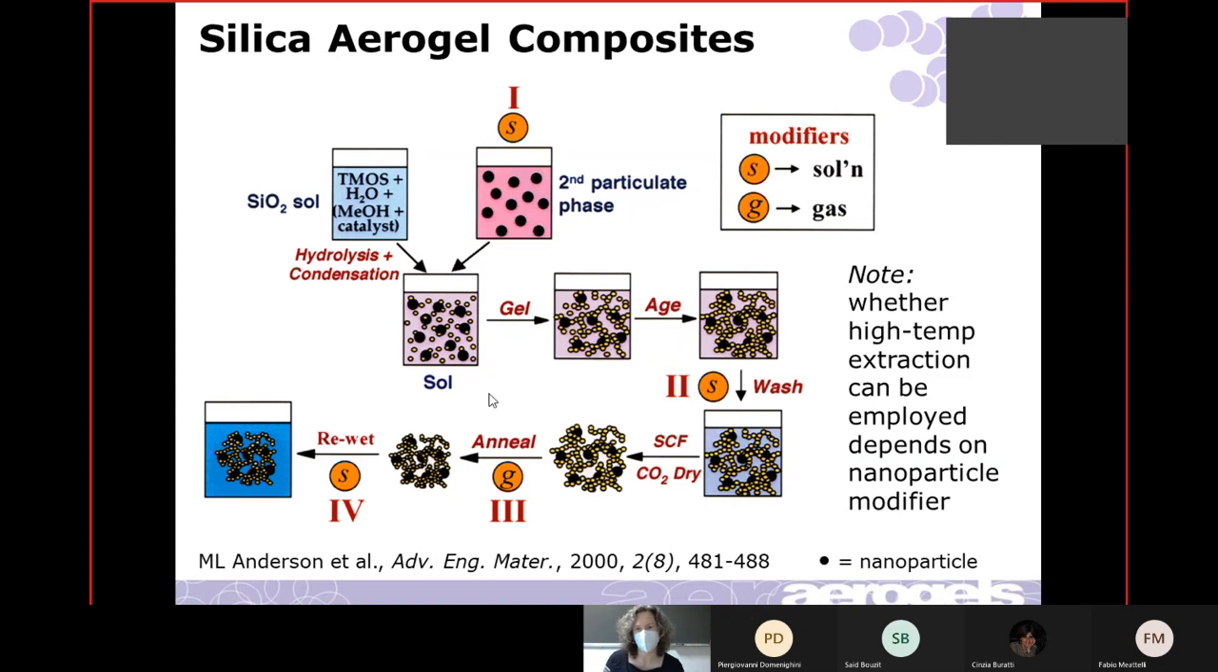And they were able to show that by annealing it, by heat treating it, they were able to strengthen the network so that it was capable of being in contact with solvent again. Sometimes if you take an aerogel and you try to put it back in solvent, that's going to cause pore collapse. And so they were trying to make architectures that would survive that.